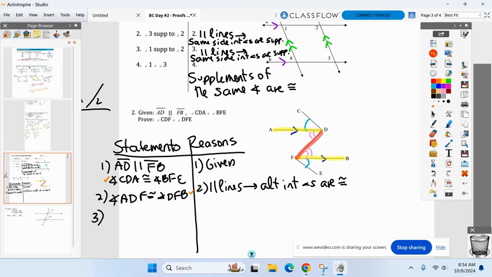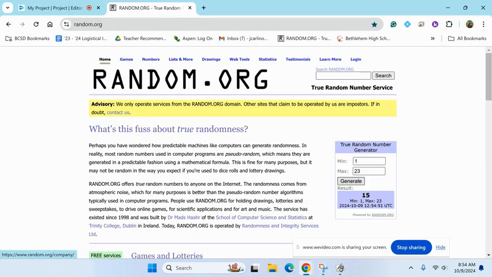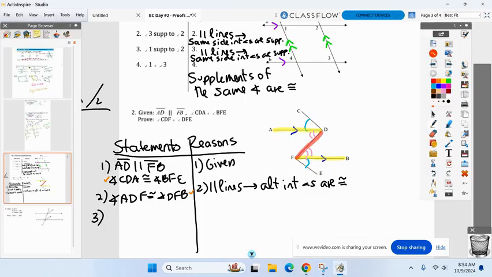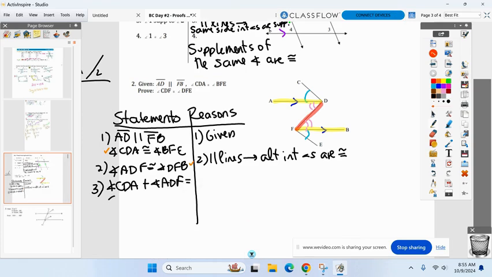Turning back to you guys. Name a pair I got to add then. Look at your diagram. Name a pair I have to add here. Hayden, you're up. Give me one pair. Angle. Good. CDA plus angle ADF is the same as if I added.